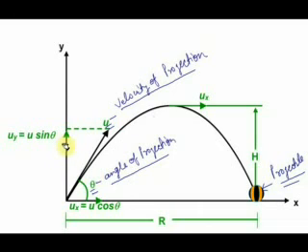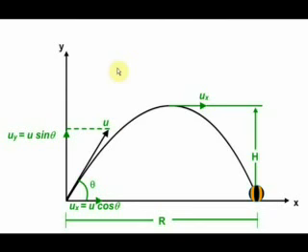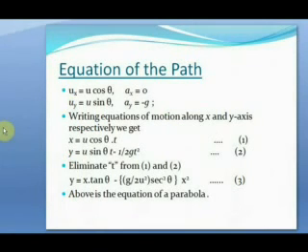So here we can see that we can resolve this velocity vector into two components, one along the horizontal, which we will denote by ux. So ux will be equal to u cos theta, and uy will be equal to u sin theta.